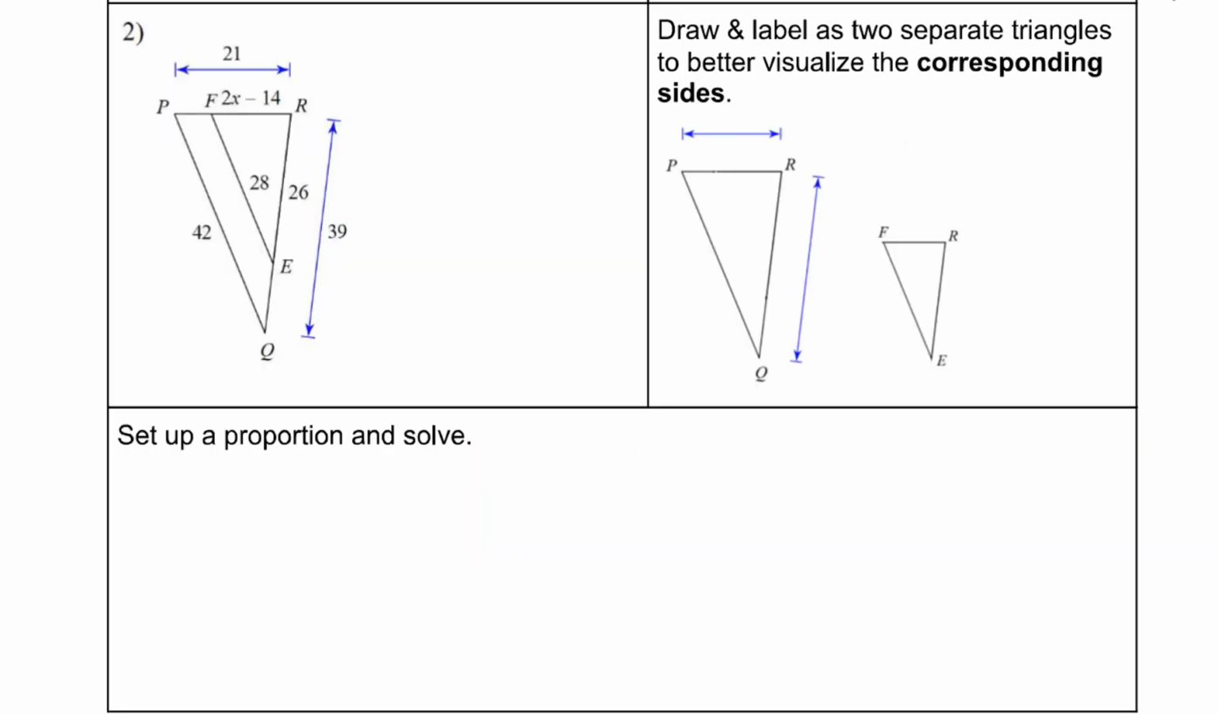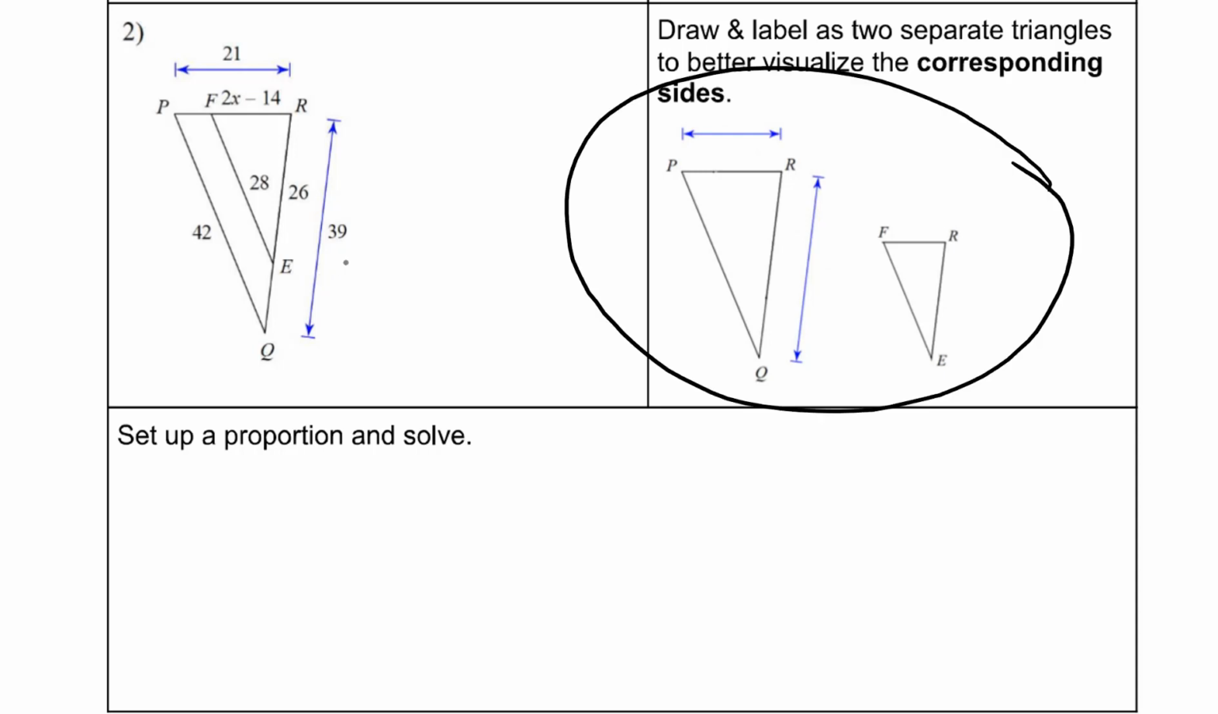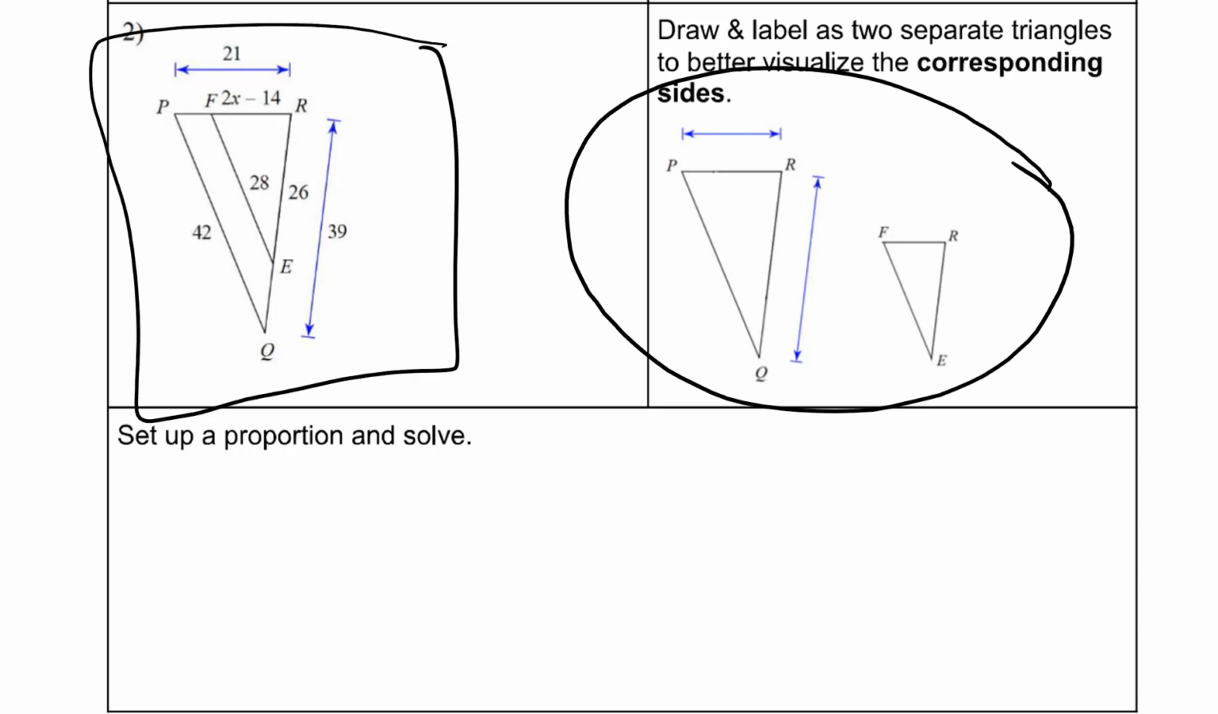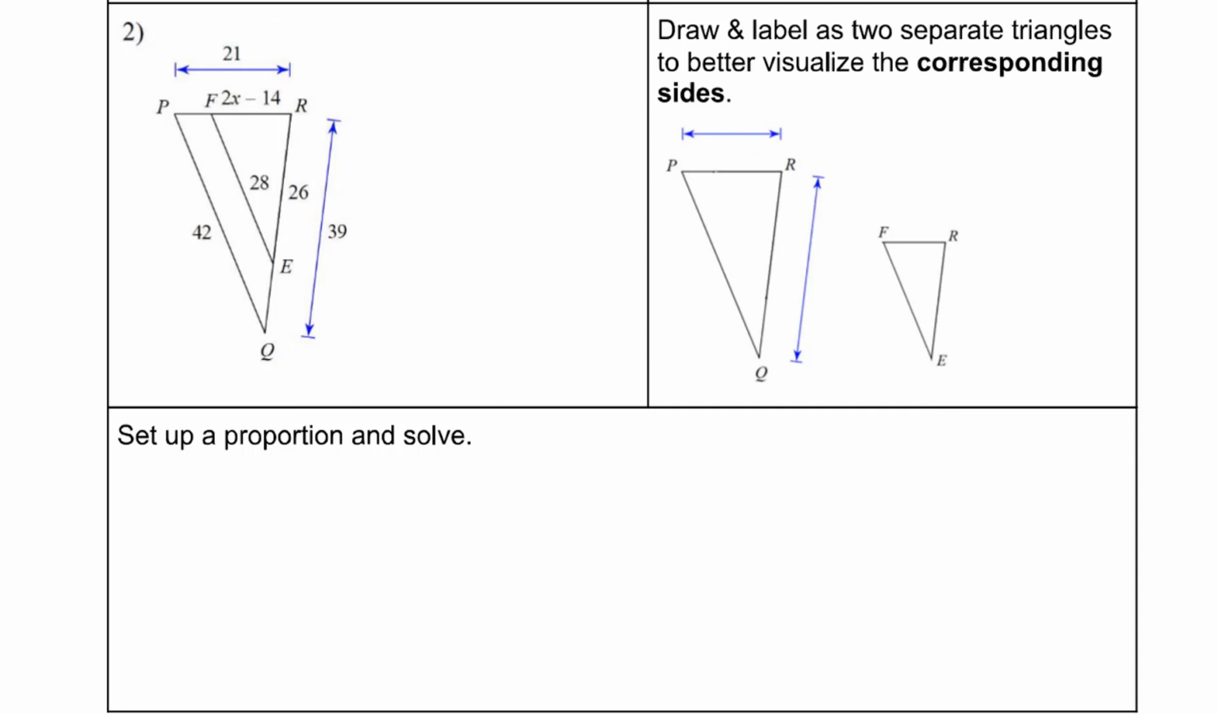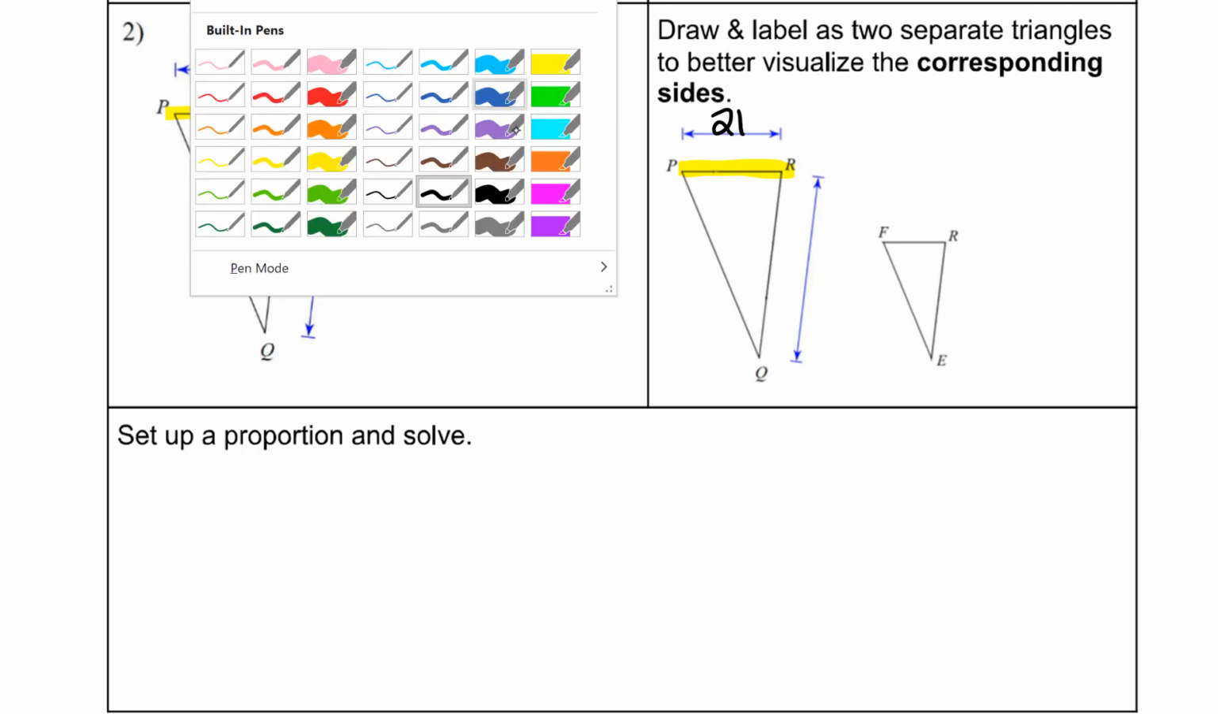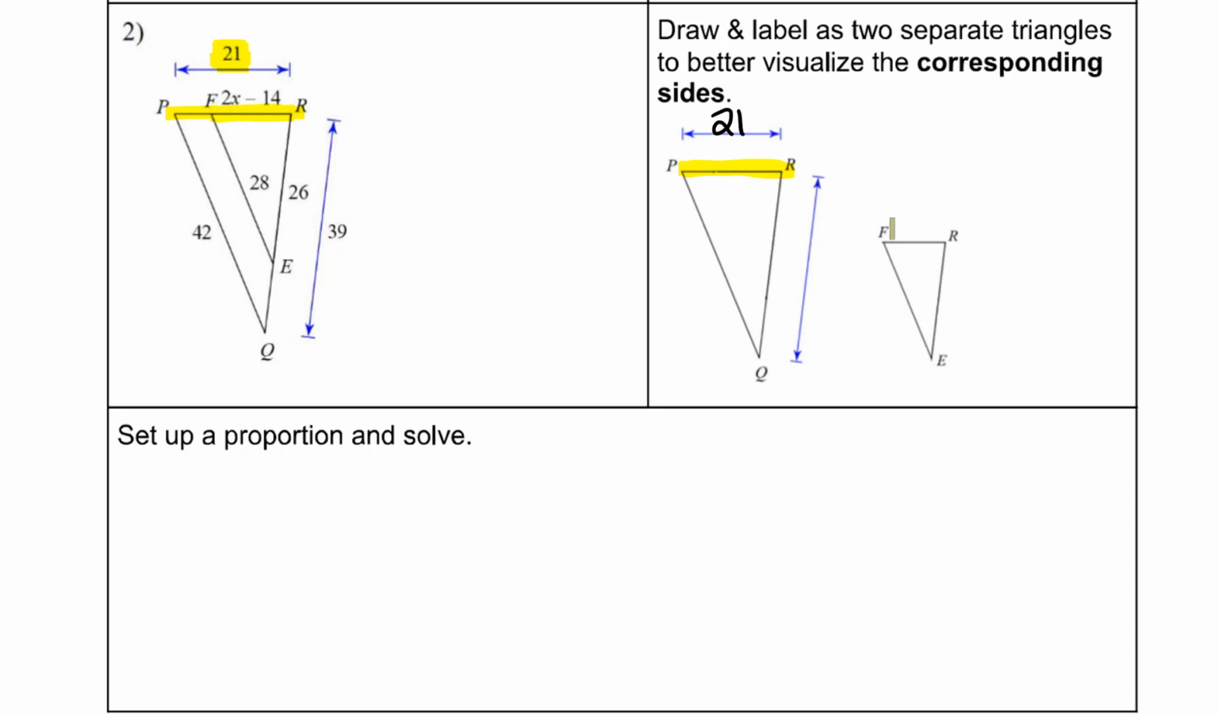Now let's take a look at example 2. For this one, you'll need to actually label the side lengths. They have not been given to you. Go ahead and fill in the side lengths on the 2 separate triangles from the diagram given. Okay, so we have the side PR, which is 21. Then you have the smaller side that corresponds to PR, which is FR, and that measures 2x minus 14.